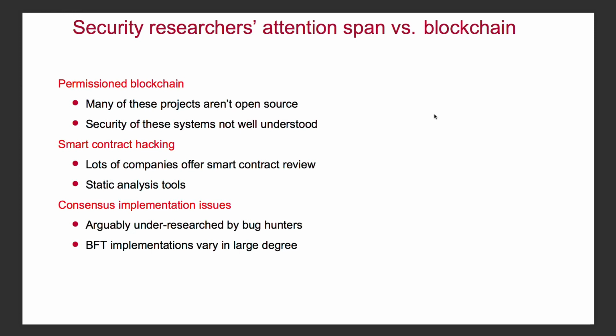On the other end, smart contract hacking is quite popular. Lots of companies offer smart contract review as a service, so it's a kind of niche consulting area. There are also static analysis tools which are supposed to do this automatically. And if we take a look at how well understood consensus implementation issues are, well, they're understood very well by the Bitcoin community. But as for security researchers, it's kind of under-researched, I would say. Maybe this gap should be filled.